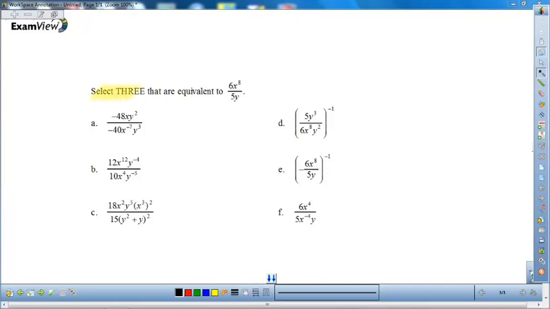So I'm going to select 3 exponents that are equivalent to this as my answer. The only way to do this is you have to go through each one. So let's start with our numbers.